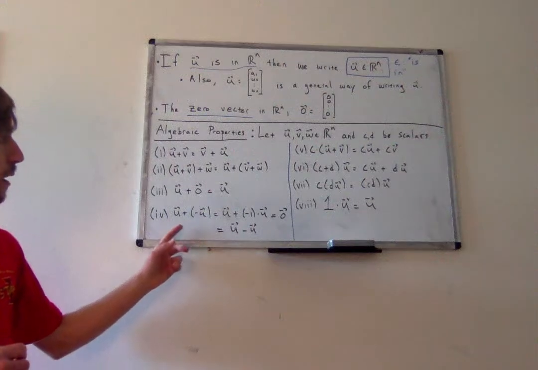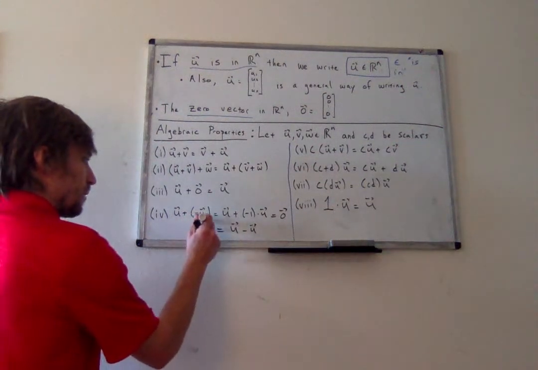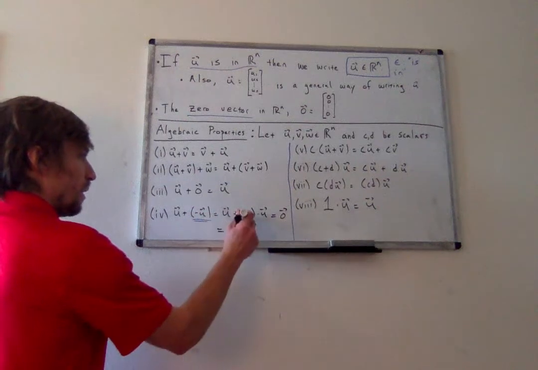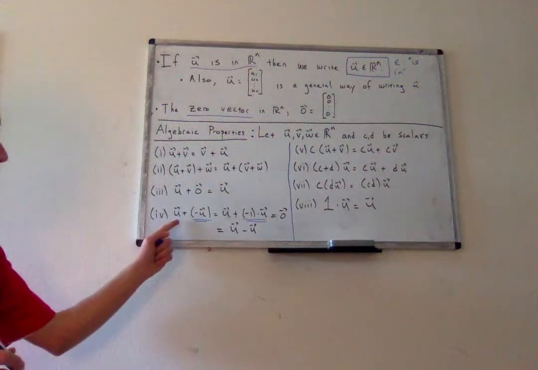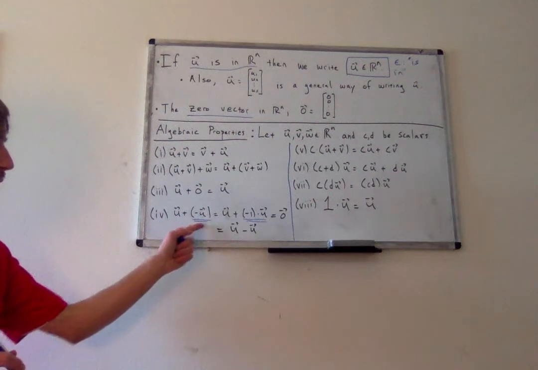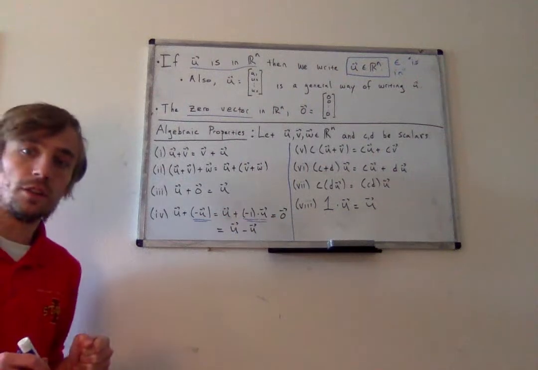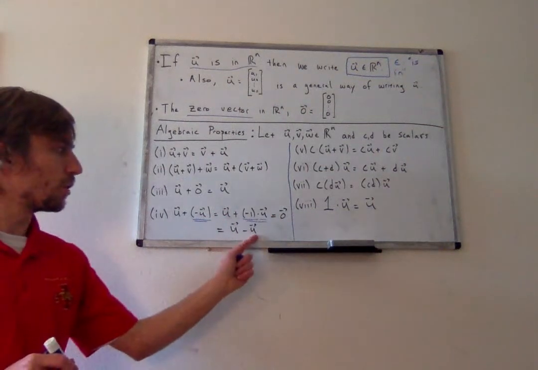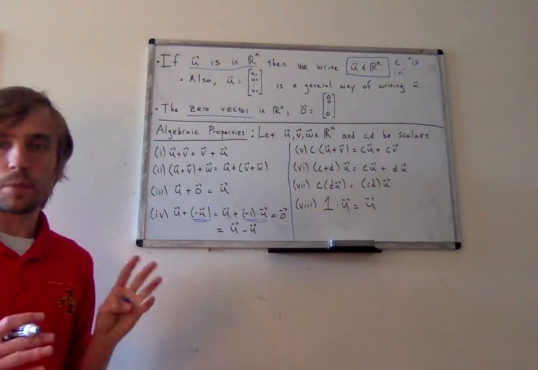Number 4, so usually we'll express this vector negative u as the vector negative 1 times u. And so what this is saying is if I add u plus negative u, which is equal to u plus negative 1 times u, I get the 0 vector. Sometimes we'll also just express this as u minus u. So again, mirroring what happens with real numbers.